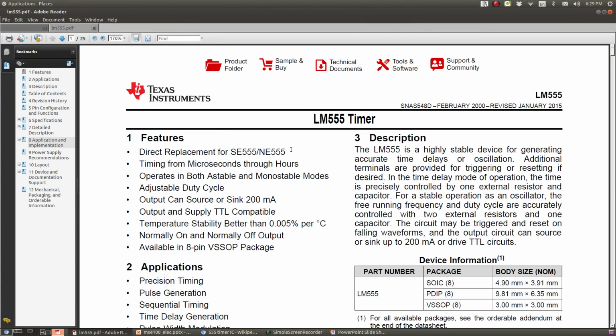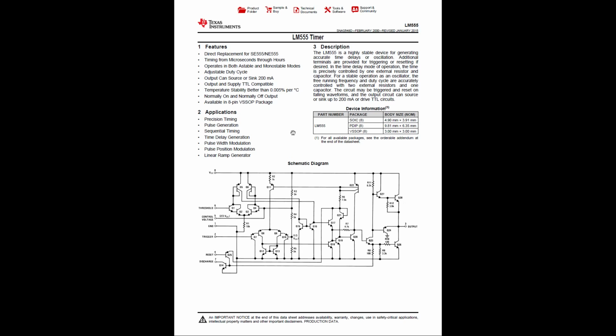Okay, so if you look at the actual data sheet, you notice it looks a little bit scary at first. Typically it is going to give you all the information that you'd be needing to use that particular chip. So it will tell you the features. This is saying that, hey, by the way, this LM555 is a direct replacement for some SE555 and NE555. At this point, you're probably not concerned.